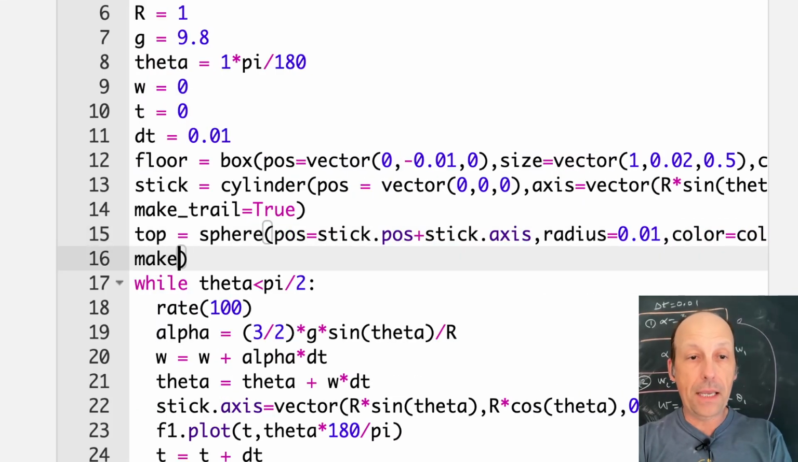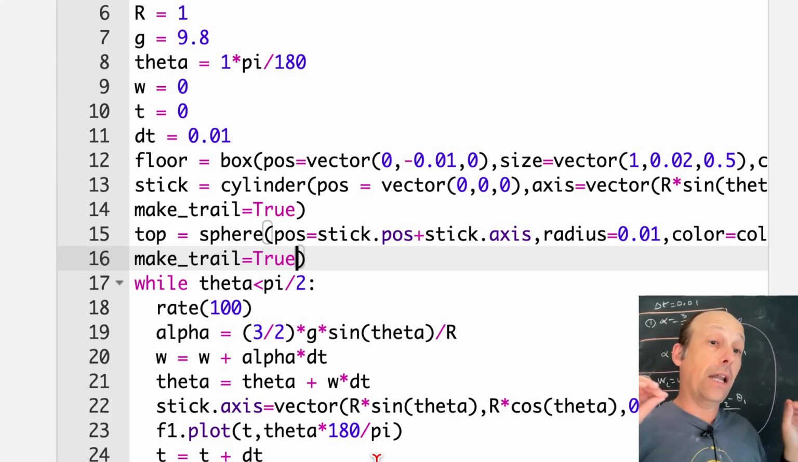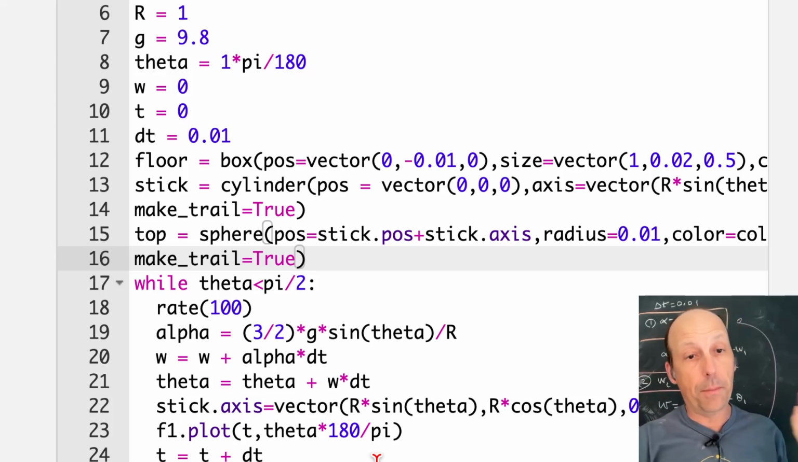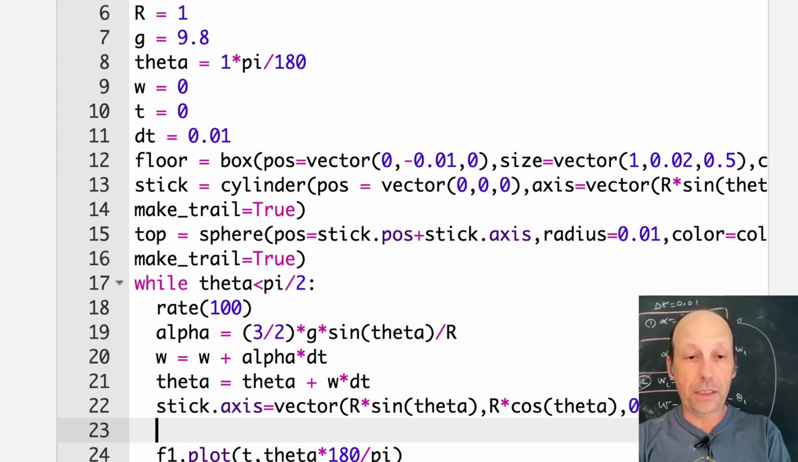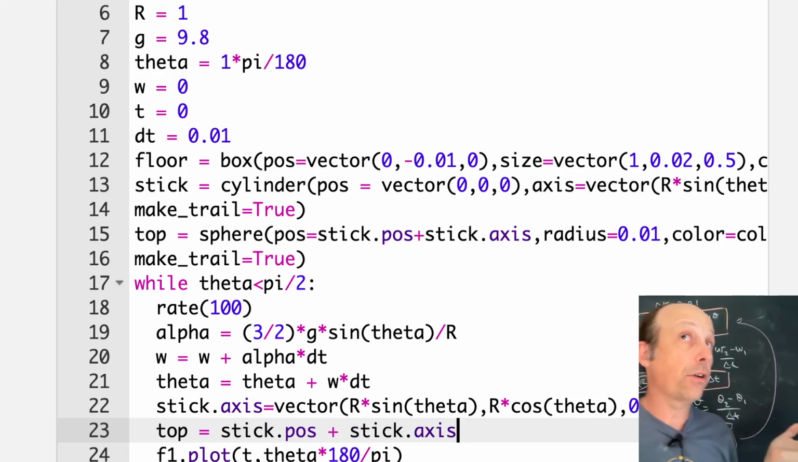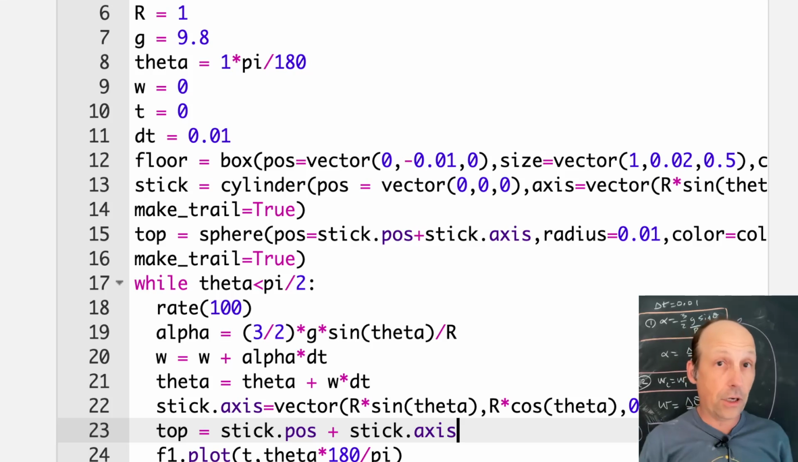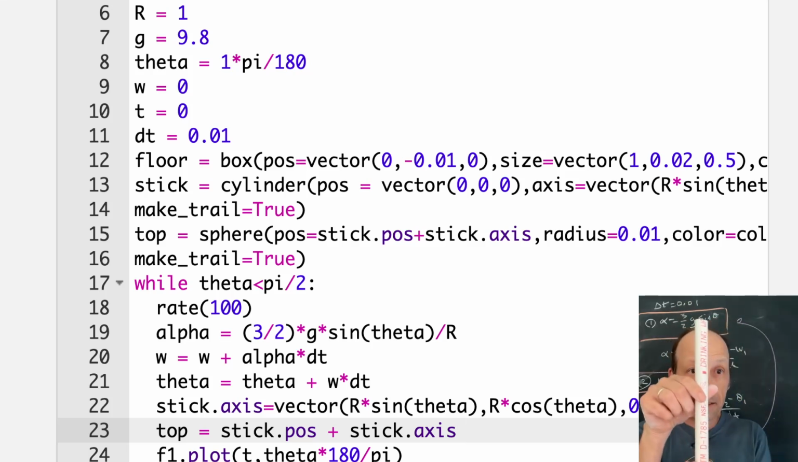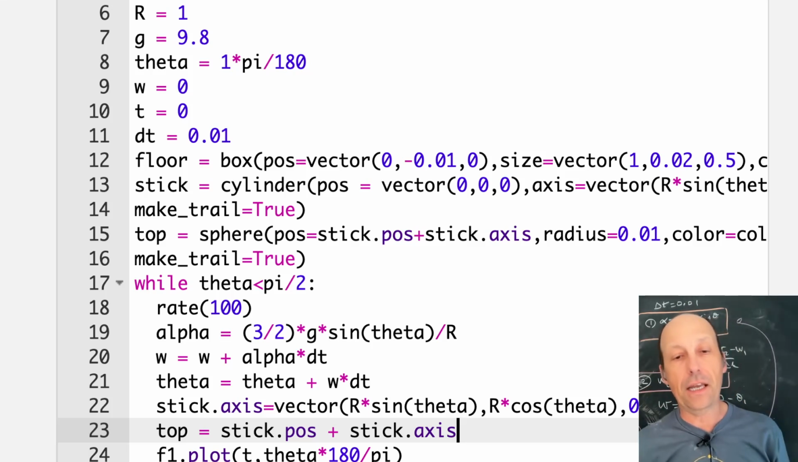And then make trail equals true. Now I'm going to have to move the top too. So when I move the stick, I'm going to have to move the top. So I can just go up here and say top equals stick.pos plus stick.axis, because I already moved the axis. Now, this is important to do with the pos, because imagine I wanted to have a stick that slid, and so I'd have to take that into account too, which I'm not doing here, but I'm building for the future. That's what I'm doing.